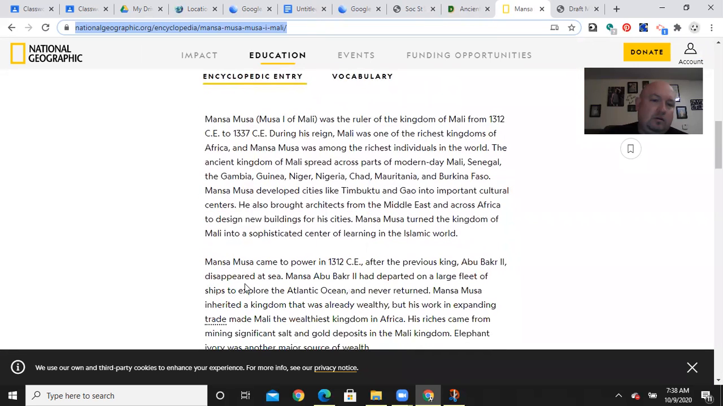He was the ruler from 1312 to 1337, so for 25 years. At this point, the kingdom included modern-day Mali, Senegal, the Gambia, Guinea, Niger, Nigeria, Chad, Mauritania, and Burkina Faso. So it's a pretty big place. Today it would be home to hundreds of millions of people. Mansa Musa developed cities like Timbuktu into important cultural centers.